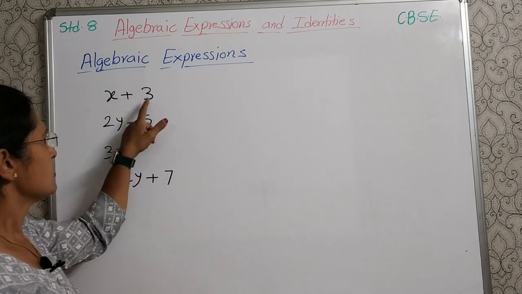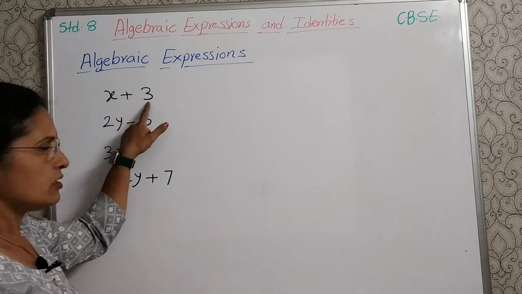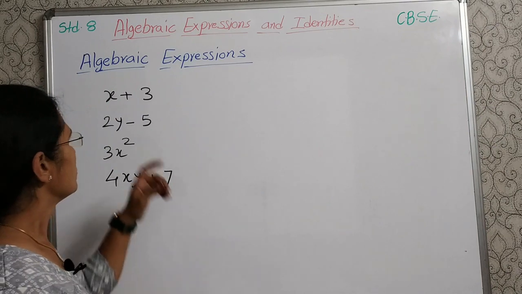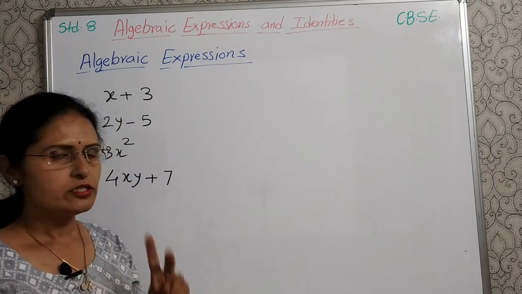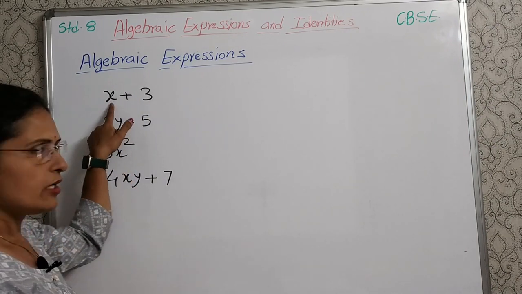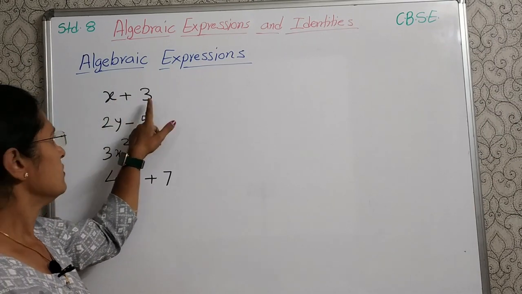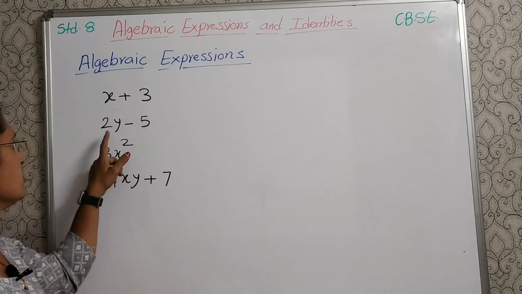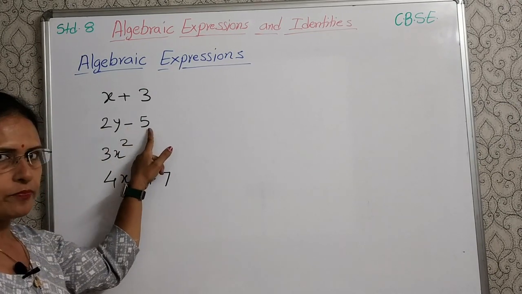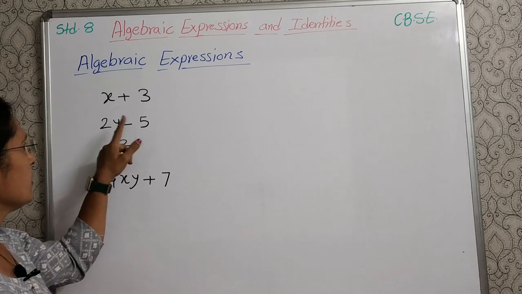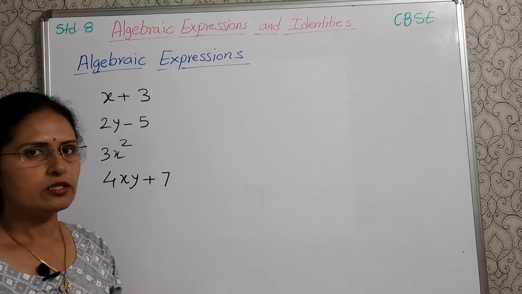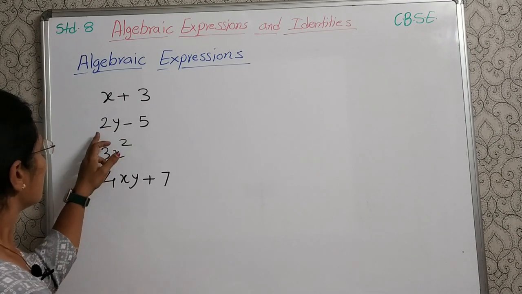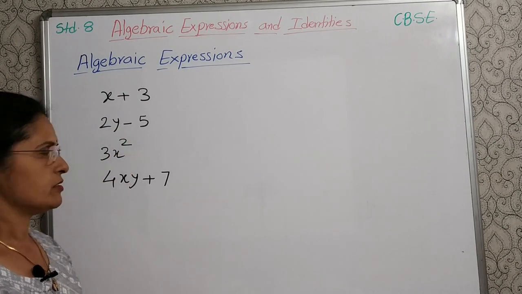So x plus 3. Here these are the terms. x and 3 are the two terms. So this algebraic expression contains two terms. So here x is a variable and 3 is a constant. See another algebraic expression, 2y minus 5. So here 2y and minus 5 are the two terms. y is a variable, 2 and 5 are constants.